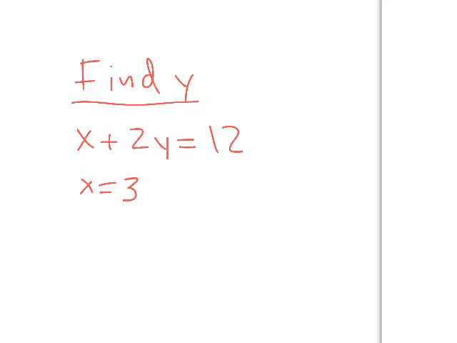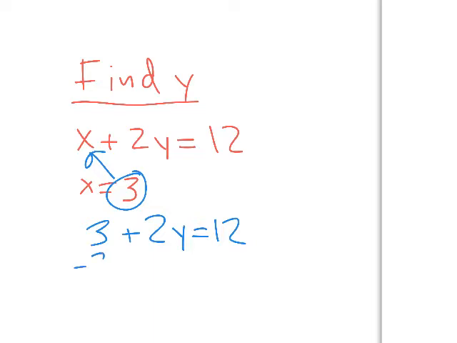So anytime we know that x equals a number, or if we knew y equals a number, we are literally just substituting it in, right? We know x is 3, so we take this 3 and substitute it in for x, plug it in right there. So now we have 3 plus 2y equals 12. Now I have an equation with just y in it, so I can solve for y just like what was asked.